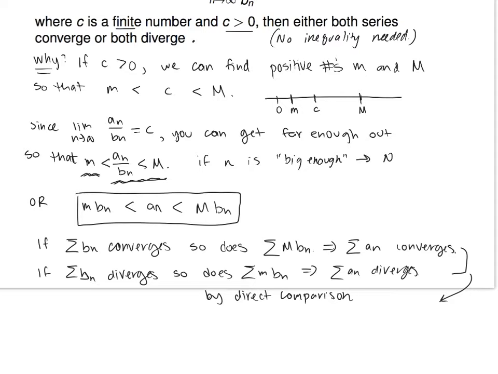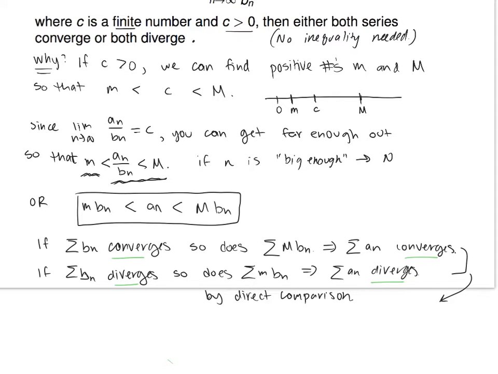I just said, okay, if this thing converges, what happens to a sub n? Another one was if b sub n diverges, what happens to a sub n? But the point is, b sub n converging meant a sub n converges, right? b sub n diverging meant a sub n diverges. They do the same thing.